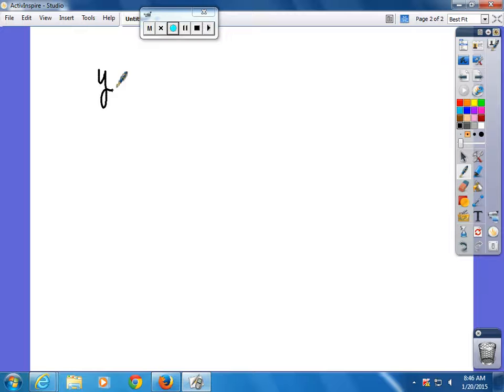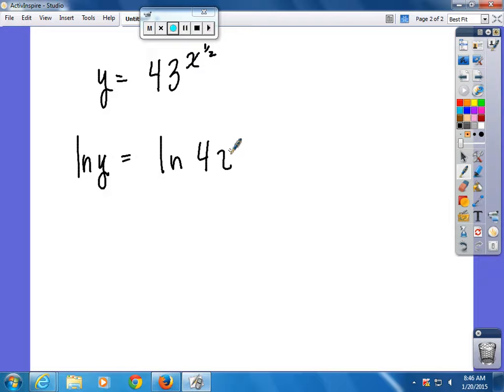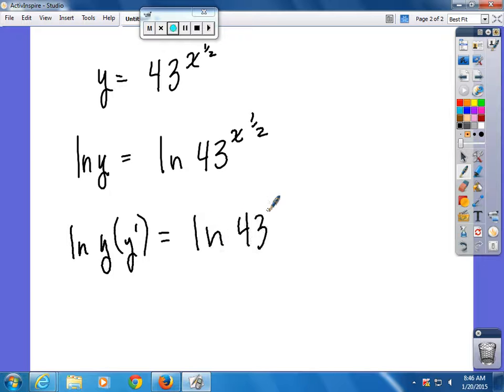f of x, or y, is equal to 43 x to the 1/2, like that. And you can take the natural log of both sides. Natural log of y is equal to natural log of 43 x to the 1/2, and y prime is equal to the derivative of the natural log of 43 x to the 1/2 prime.